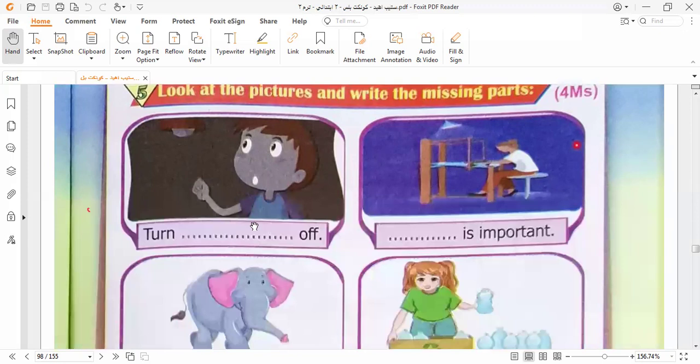Okay. Here is "term," what? "Term," right. "Light is important." So answer the last picture here.